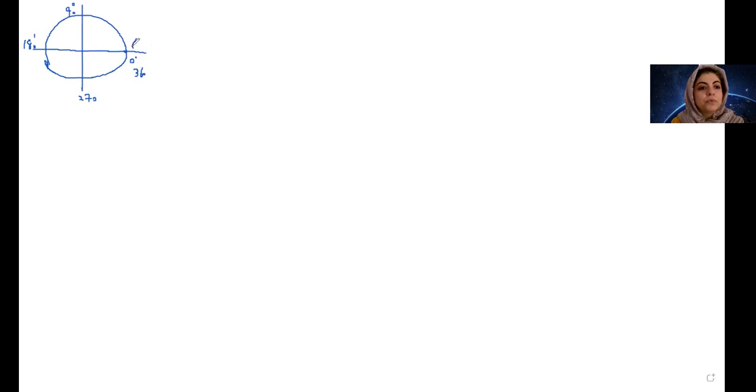The point that we put is 1 and 0. X and Y component, right? Here is 0, 1. It's -1, 0. And this point is 0, -1. And then you come back to the 360, again is 1, 0.